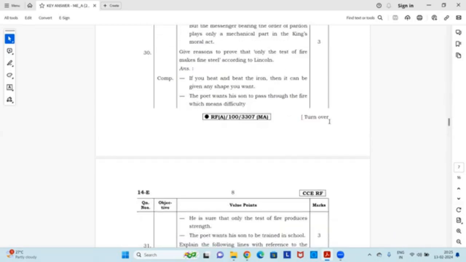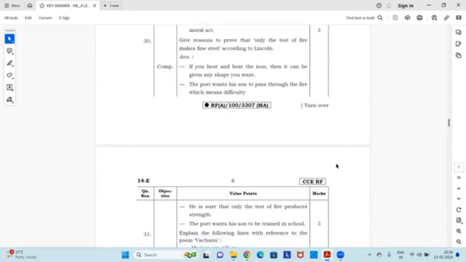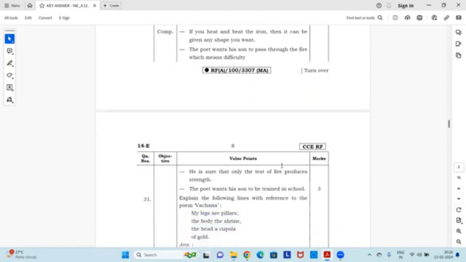Give reasons to prove that only the test of fire makes fine steel, according to Lincoln. Again, let's see the points for this answer. If you heat and beat the iron, then it can be given any shape you want. The poet wants his son to pass through the fire, which means difficulty. He is sure that only the test of fire produces strength. The poet wants his son to be trained in school. Okay, so these are the points for this answer.